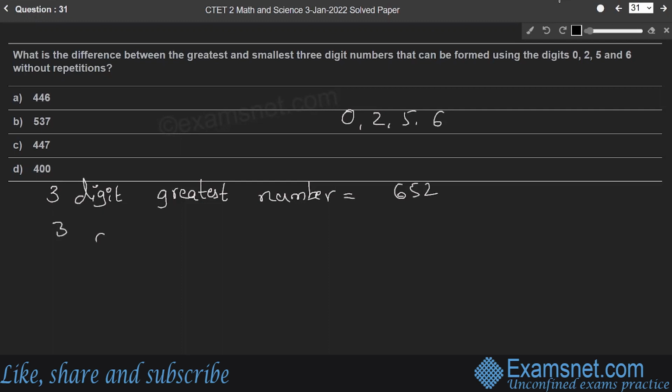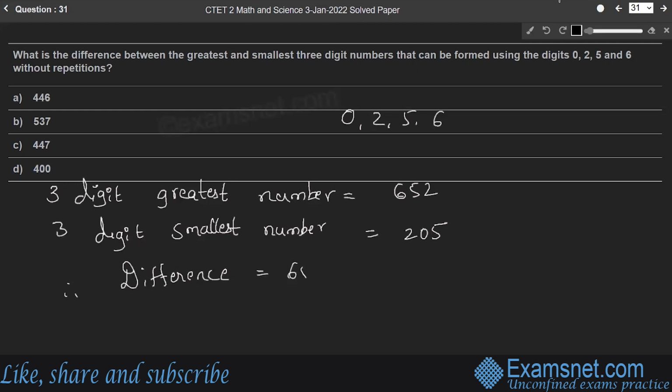And the three-digit smallest number, using these four digits, is 205. Therefore, the difference is 652 minus 205, which is 447. So option C is the right answer.